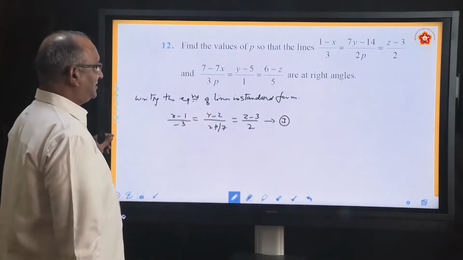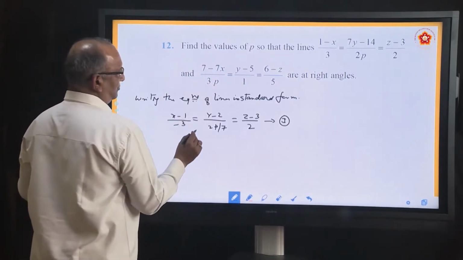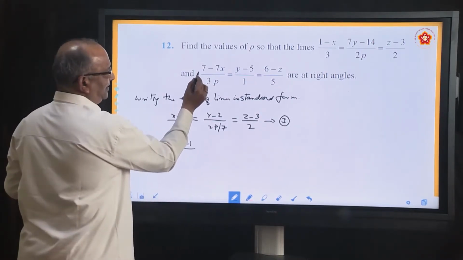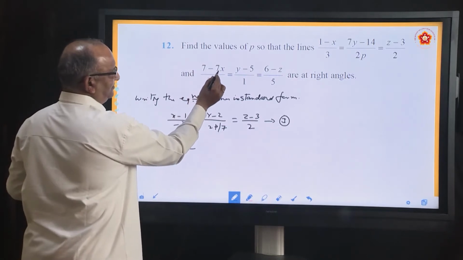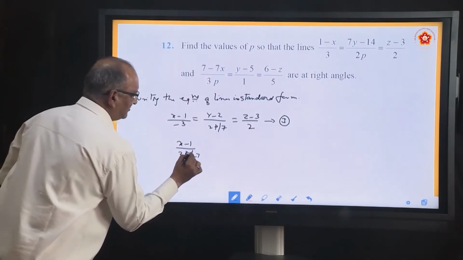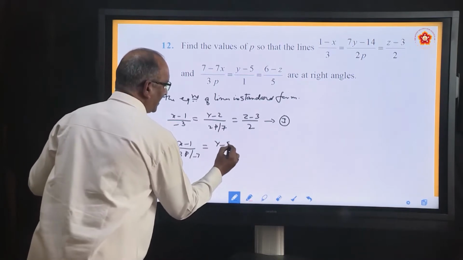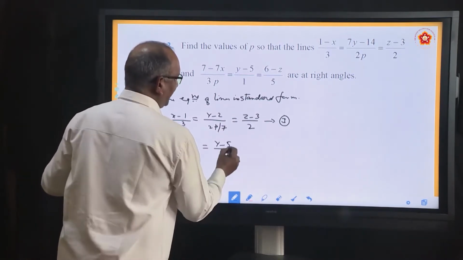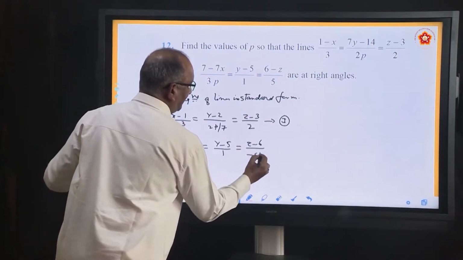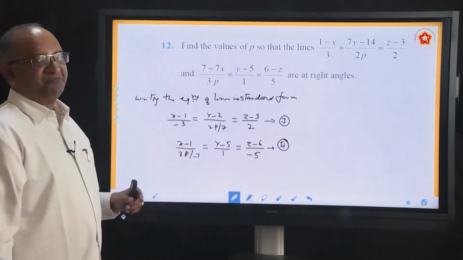What is the second equation? In the same way, if you want to write, this should come first and 7 should disappear. So what will you write? We will say x minus 1, we divide with minus 7. So if you divide with minus 7, this becomes plus. If you divide with this, this also will become 3p by minus 7 equal to y minus 5 by 1, standard form only. Last one again you have to change into standard form, you will write z minus 6 by minus 5. So this is how this problem is different from other problems.